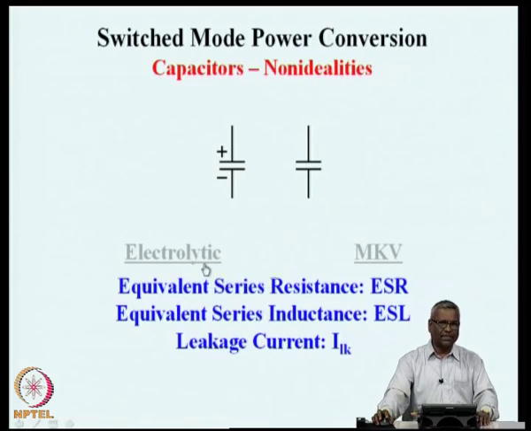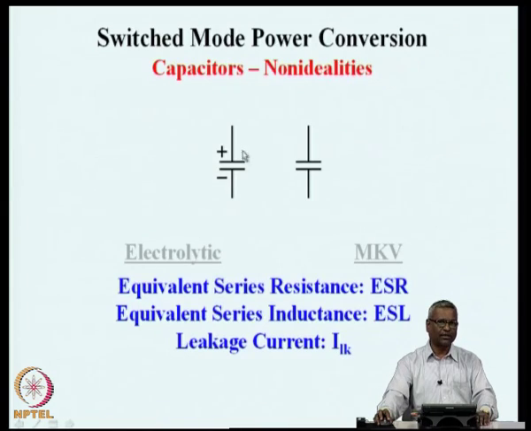In a real capacitor, other than the voltage rating and the capacitance in farads, there are a number of other non-ideal quantities that are involved, and what I have shown here are 3 non-idealities associated with capacitors. One of them is called the equivalent series resistance, ESR. Another one is called the equivalent series inductance, ESL, and the third one is the leakage current, I leakage.